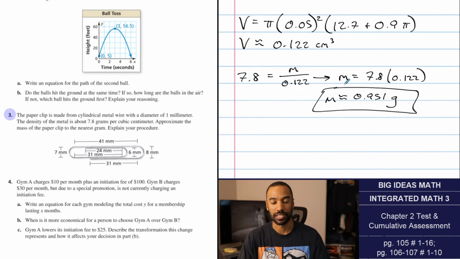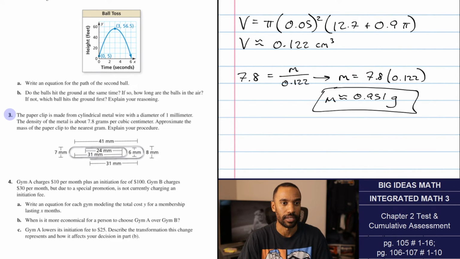I mean, that makes sense as an answer. I believe it. Paperclips are very light. I don't know how much a gram is, but I think a dollar bill is about a gram. So a paperclip is about the weight of a dollar. Oh, it says to the nearest gram. Let's say about 1 gram.